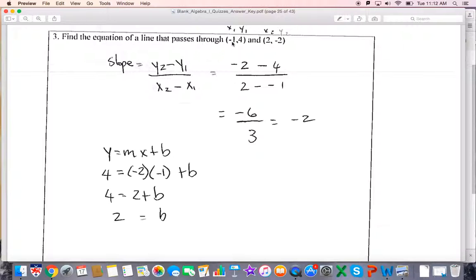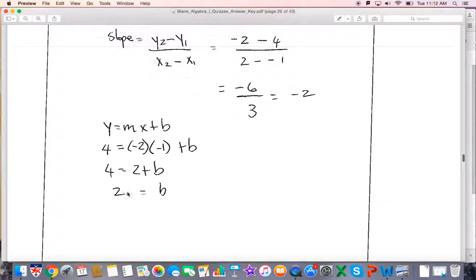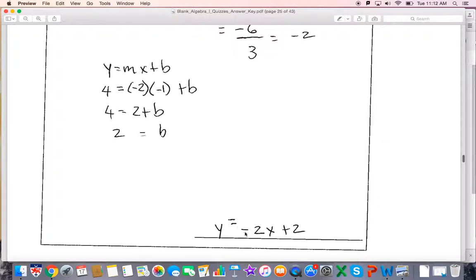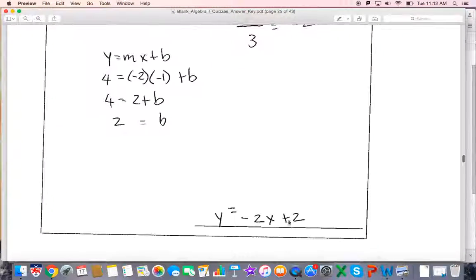I chose the first one. So y, which is 4, equals m, which we found to be negative 2, times x, which we have as negative 1, plus b. Now we can solve for b. And when you isolate the b, you get that b is equal to 2. So now we have b is 2 and m is negative 2. Sorry about all the noise. And so we have y equals negative 2x plus 2.